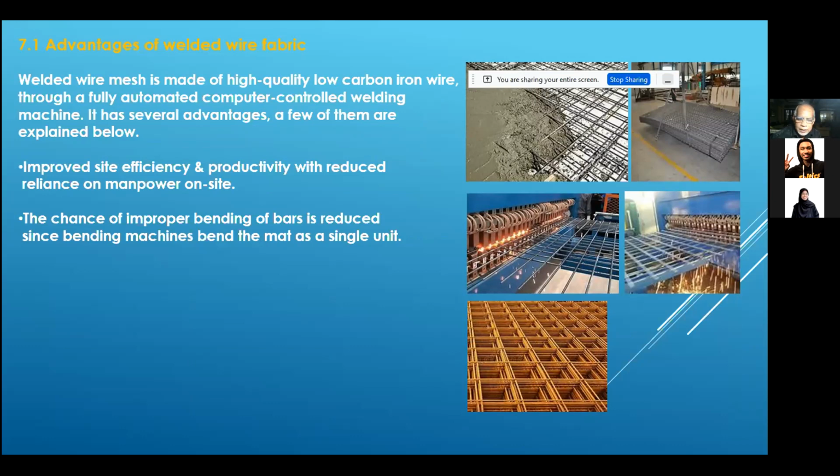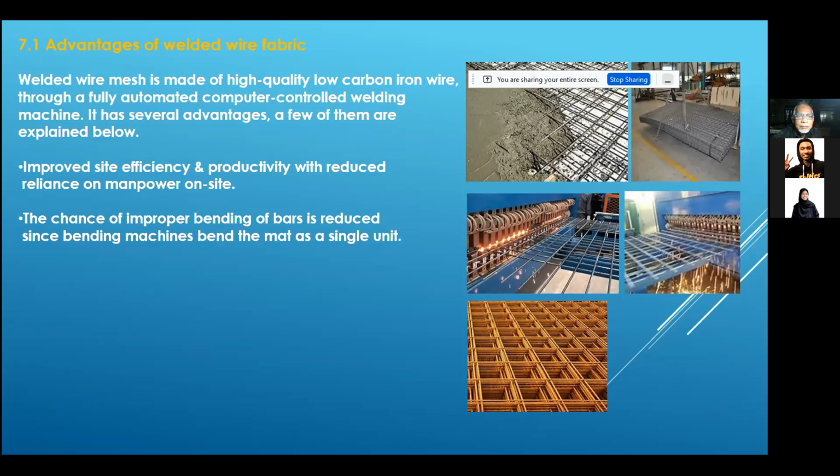Okay, basically, welded wire mesh is made of high quality low carbon wire through a fully automated computer-controlled welding machine. It has several advantages, and a few of them are explained below. First, it improves self-efficiency and productivity with reduced reliance on manpower on site. Just imagine the amount of manpower needed just to tie all the pieces together to cover all the floor slab. That will take a long time.